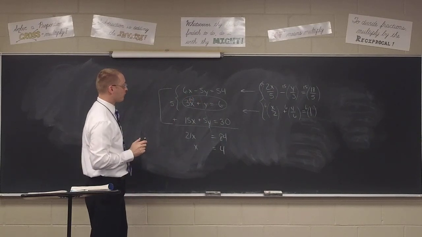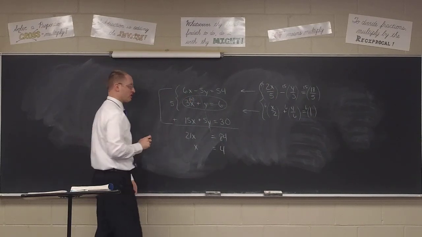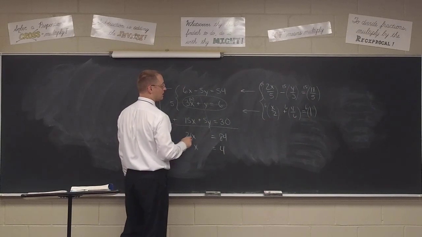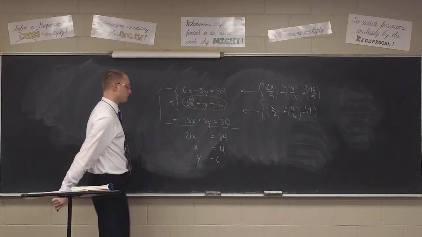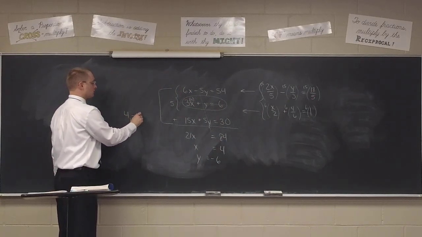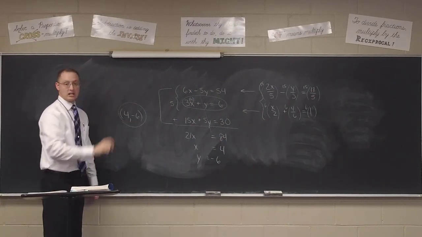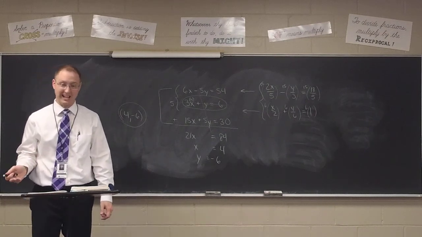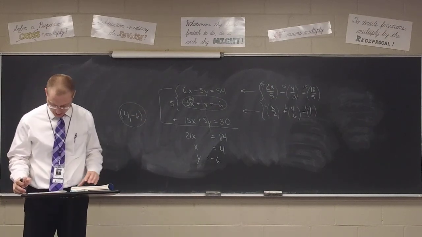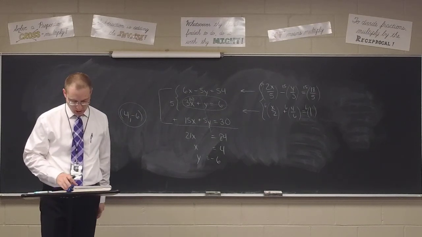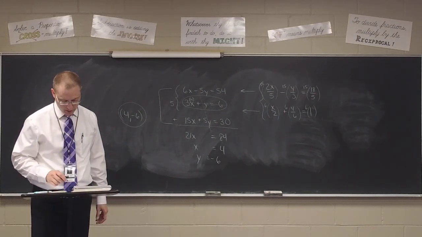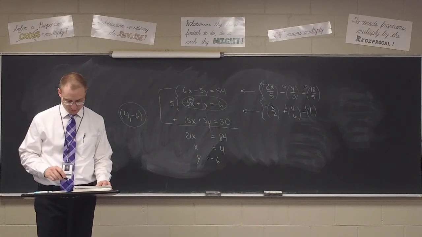We multiply 3 by 4 to get 12, move it over as a negative to get y equals negative 6. So there we go. There's my solution. Easy enough with fractions. Again, it may be a little annoying, but we know how to handle it. Turn the page. Do number 27.